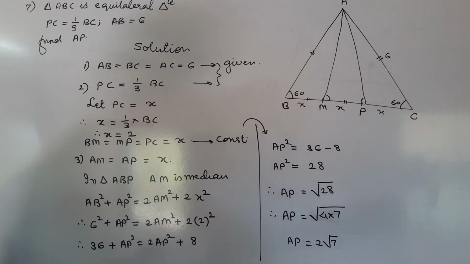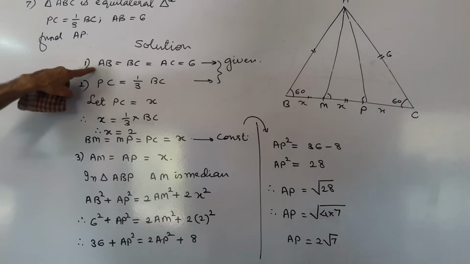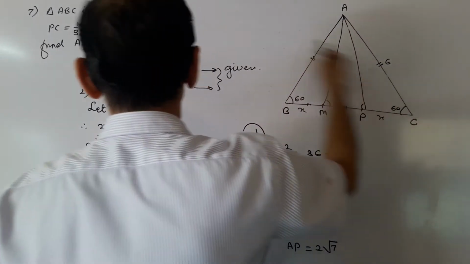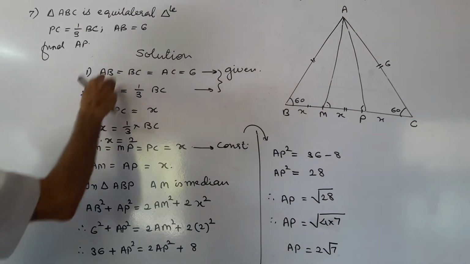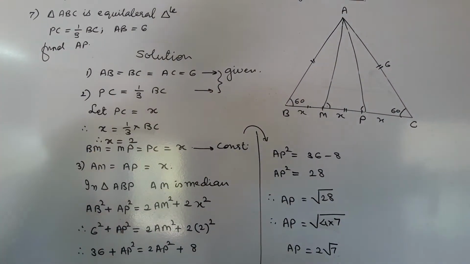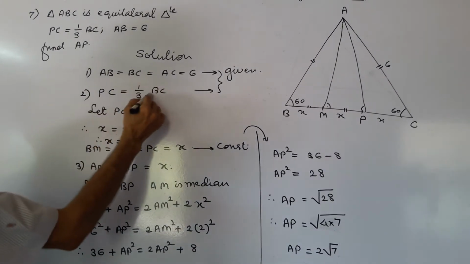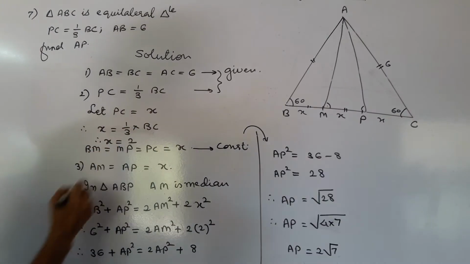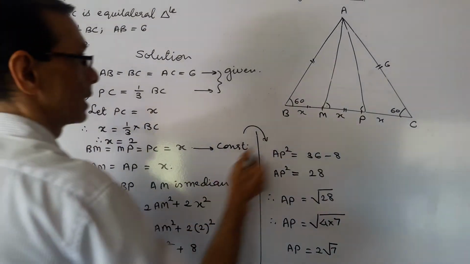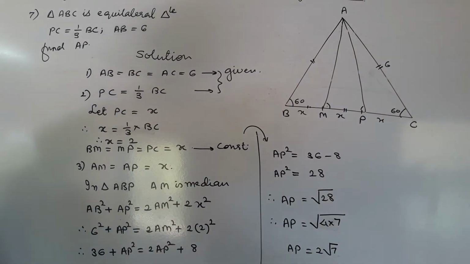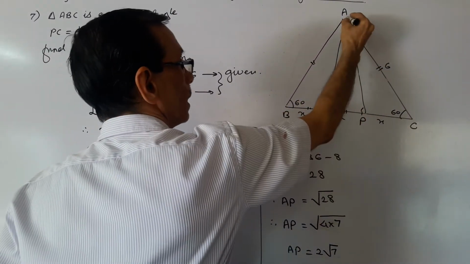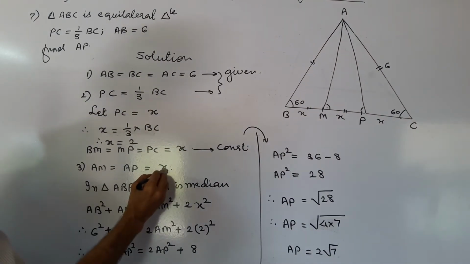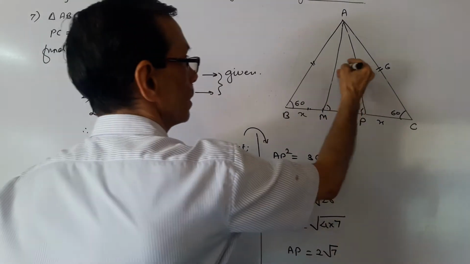Okay, let's begin once again from the beginning. Here AB equal to BC equal to AC equal to 6, because it is given equilateral triangle, and they are given AB is equal to 6, so all these are 6. Again given PC is 1/3 BC, but BC is 6. So if BC is 6, then PC will be 2. So PC is 2. But we know that PC, AP and AM are equal. So AP and AM equal. Let us take X, suppose now.